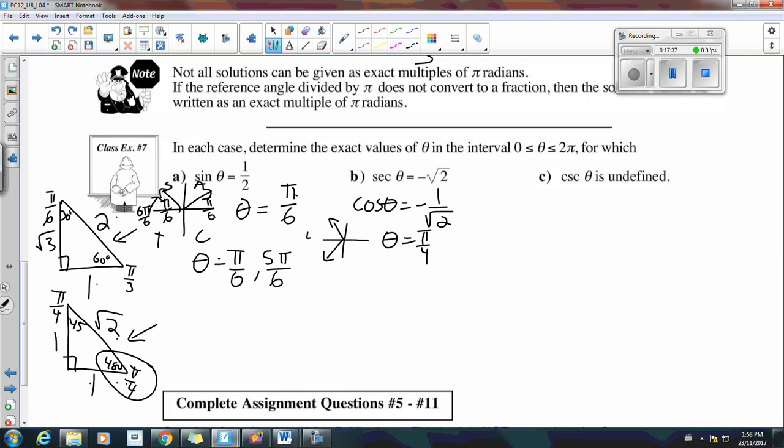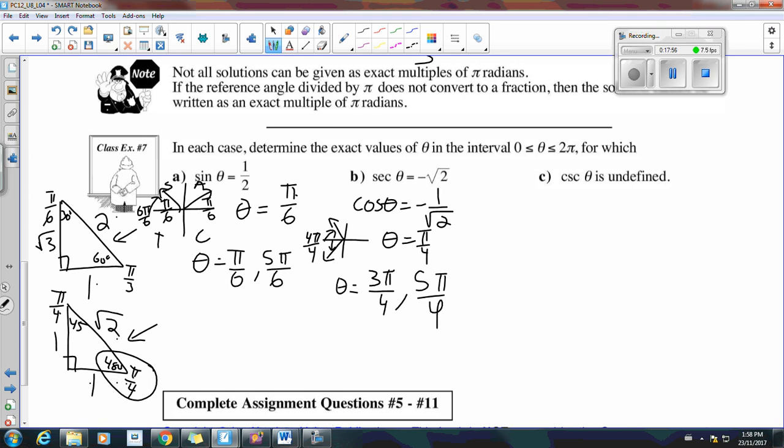So if we're looking here, half a rotation is 4 pi over 4. I need to go back a pi over 4. So one of my answers is 3 pi over 4. For the next one, I need to go forward a pi over 4, which is 5 pi over 4.